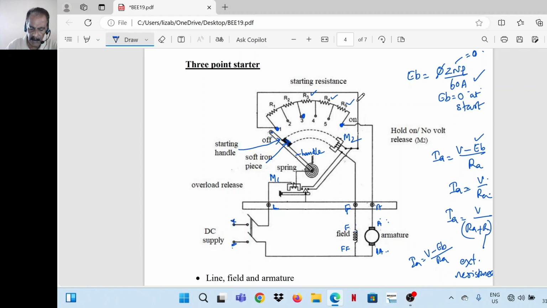Now on position, what happens is that the complete field current passes through magnet M2. Through the coil of M2, the complete field current passes. This is the field current. This is the armature current. The field current is passing through the coil of M2 and the magnet is energized. There is a soft iron piece here. When the handle is here, the magnet will attract the soft iron piece, and due to that attractive force, the handle remains in the on position.